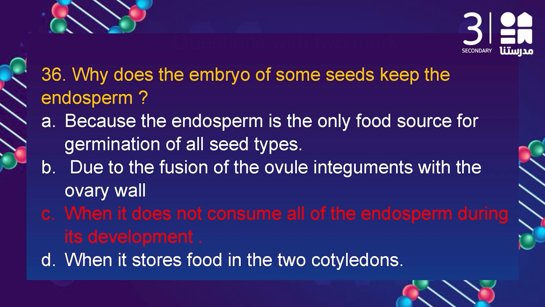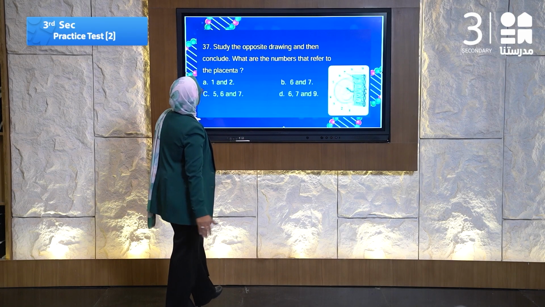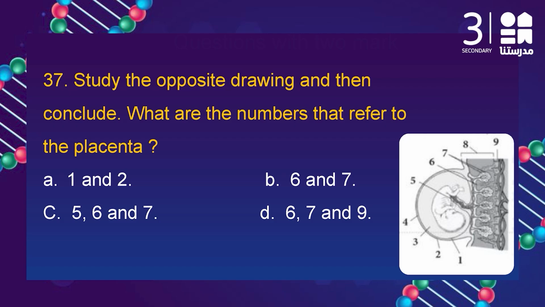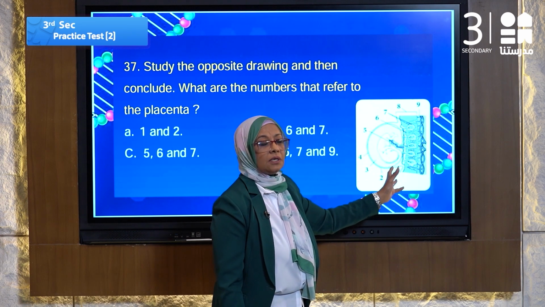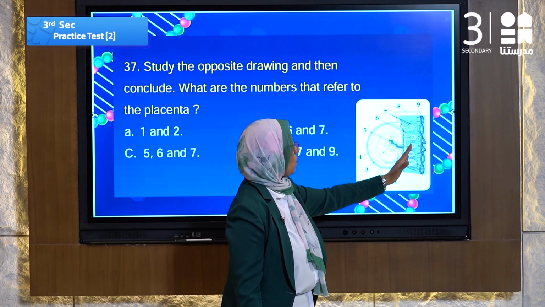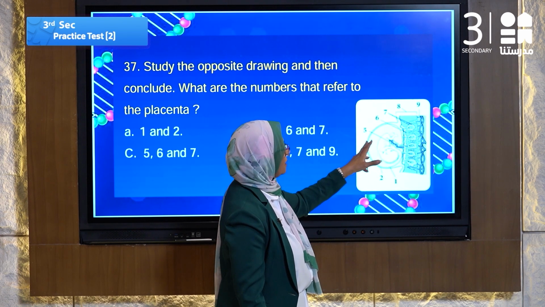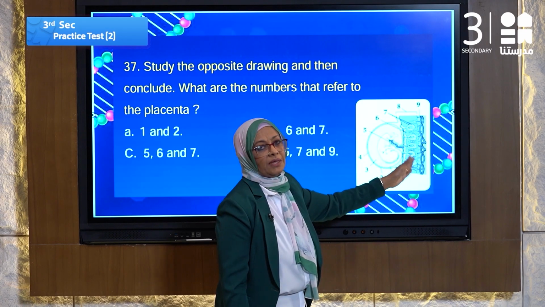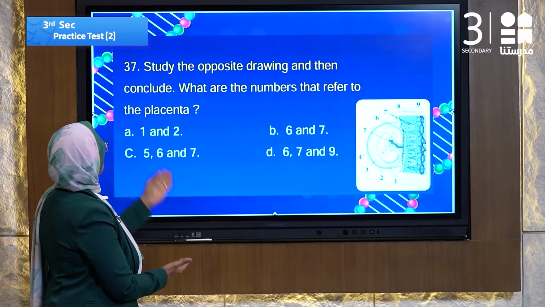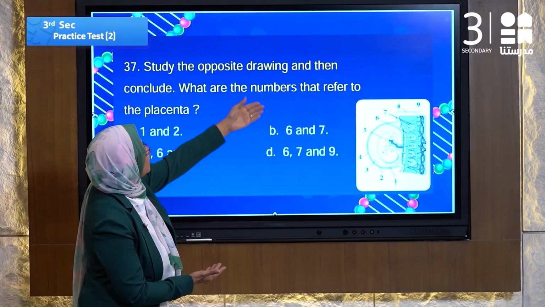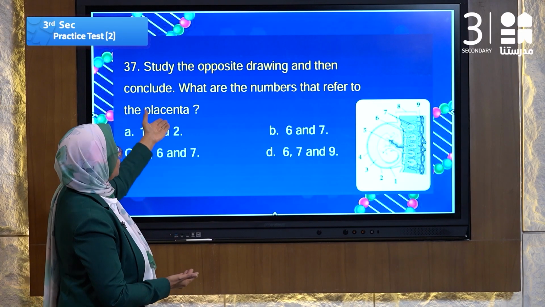Number 37, there is a figure: an embryo inside the uterus. The embryo inside the uterus has many layers. One of them surrounds the baby and the other contacts the mother. Let's read the question. 37, study the opposite drawing and then conclude.